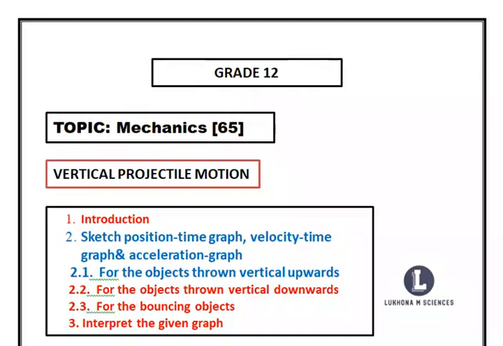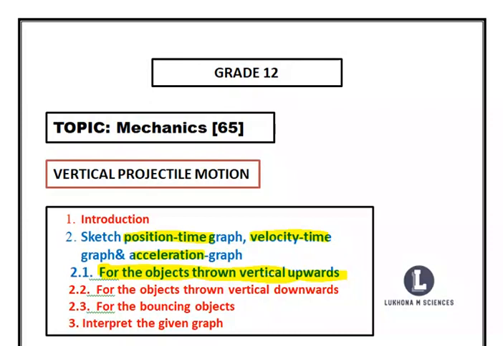This is video number 2 of vertical projectile motion. We are sketching the graphs for objects thrown vertically upwards. So we are going to sketch the graphs. How many graphs do we have? Graph number 1 is position versus time. Then we have velocity versus time. Then we have the acceleration time graph, so it's acceleration versus time. Okay, so let's go straight.